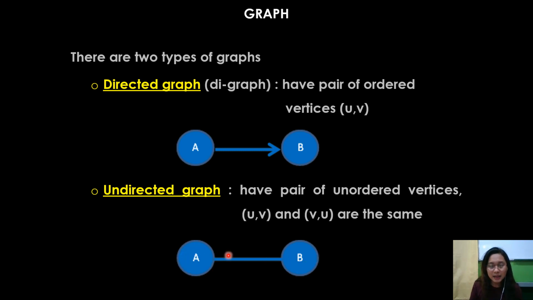So you can see the difference between this diagram and this diagram. In a directed graph, we have an edge which is directional, while in the undirected graph, the edge doesn't have a direction in it. This means that the relationship between these two vertices holds in both directions.